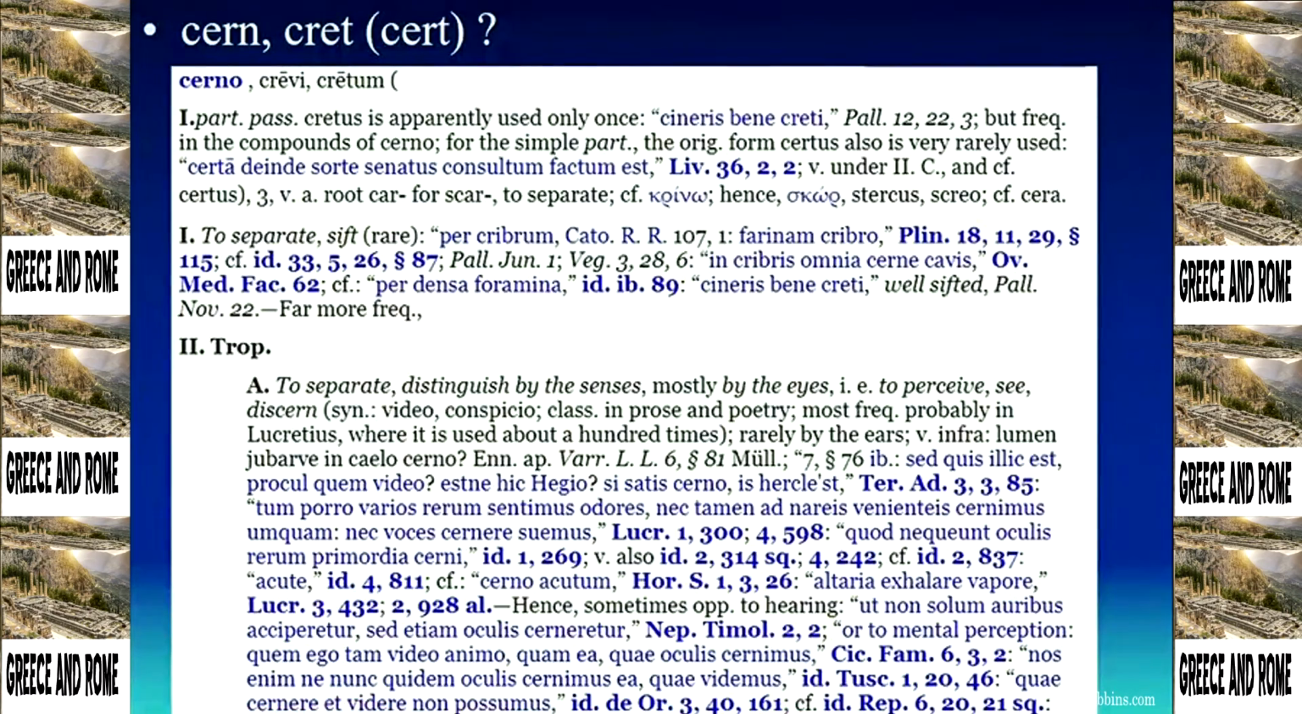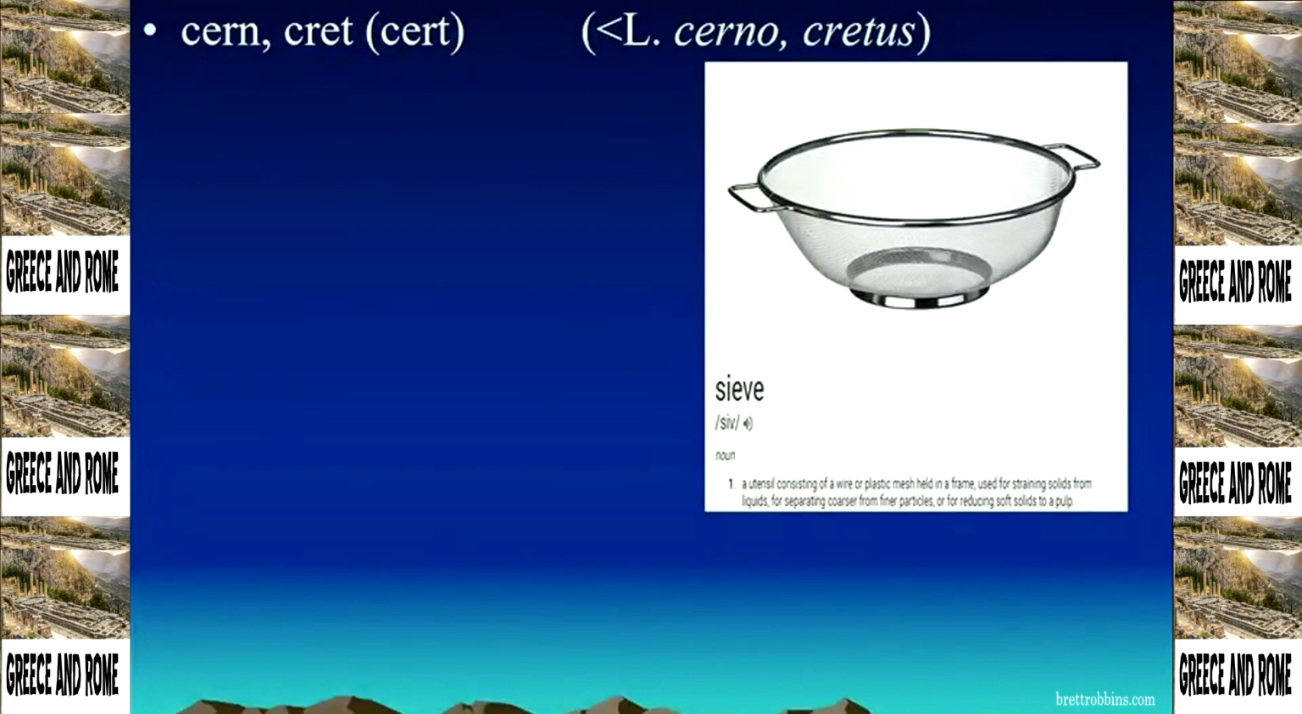Okay, so first of all, let's take a look at the complicated nature of this root. When you look at ancient Latin, cern is translated as separate, distinguished by the senses, mostly by the eyes, perceive, see, discern. So discern comes from this very root itself. How can you define a word with the same word? It's not very helpful. But this is helpful. It took me a while to realize this. That's a sieve.